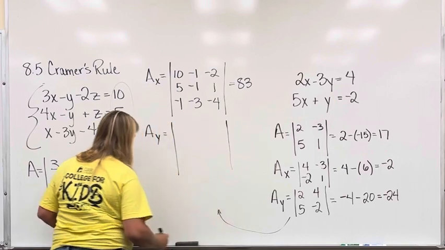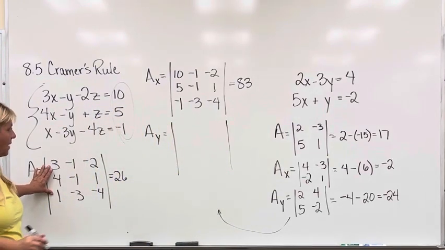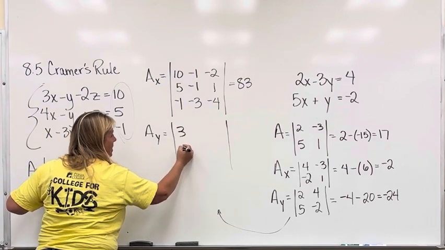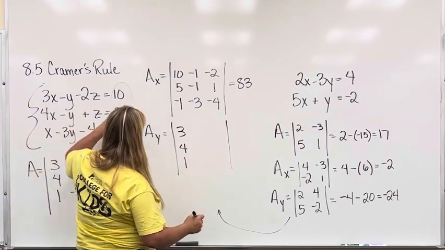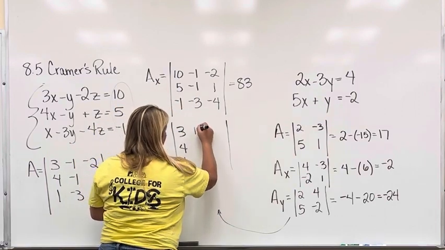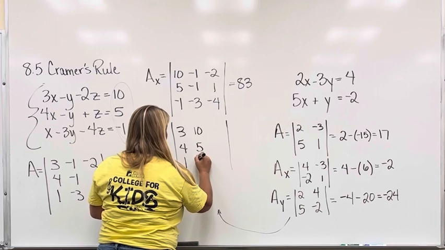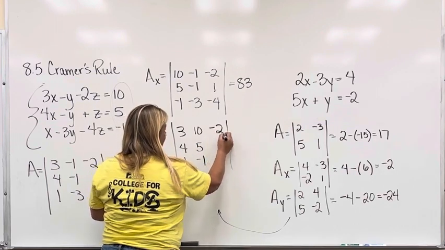So another determinant. Now in this one, remember that the first column is coming back. So we have the 3, 4, 1, but the 10, 5, -1 is moving over into the y column. So 10, 5, -1, okay? And the last guy stays the same.